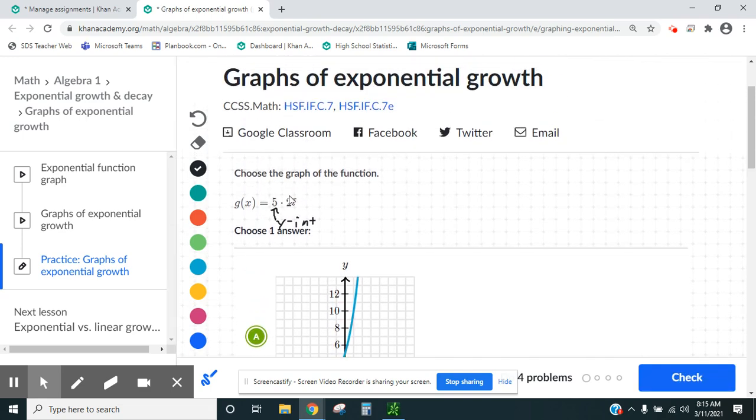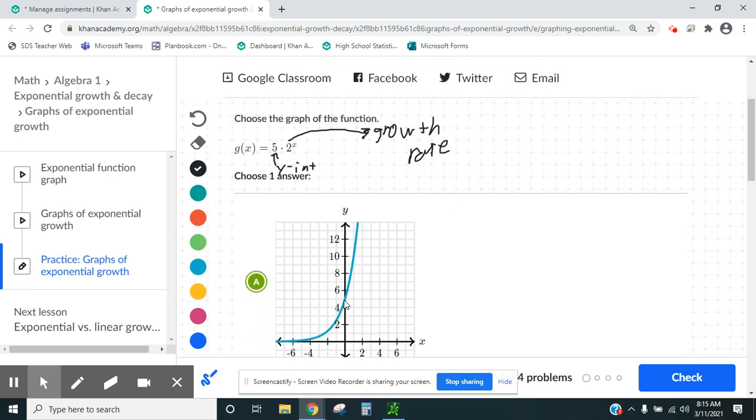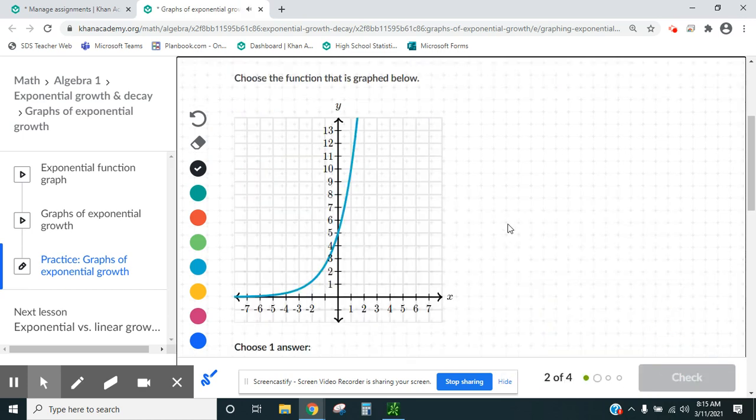What does the 2 tell us? Right. Yeah, so you can call it the growth rate if you wanted. And what that would mean is if I go over 1 unit, this thing goes up double. So if I went from 0 over to 1, it went from 5 up to 10. Follow that, Mace? Okay, let's do another one.